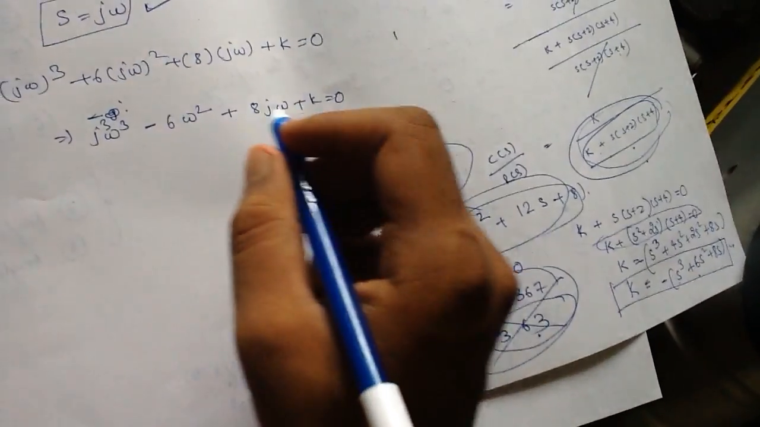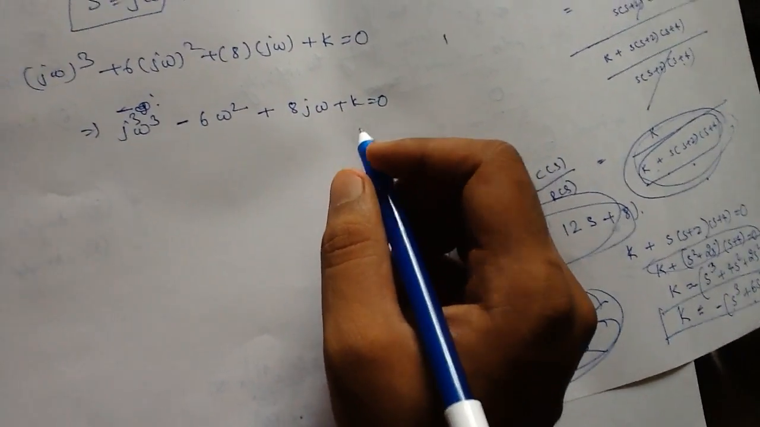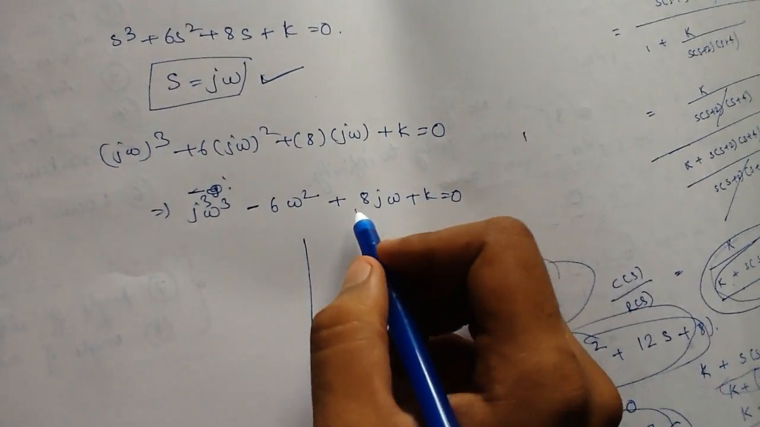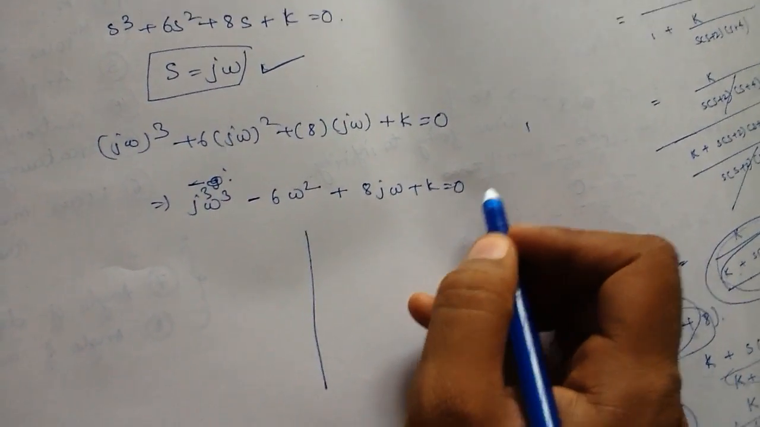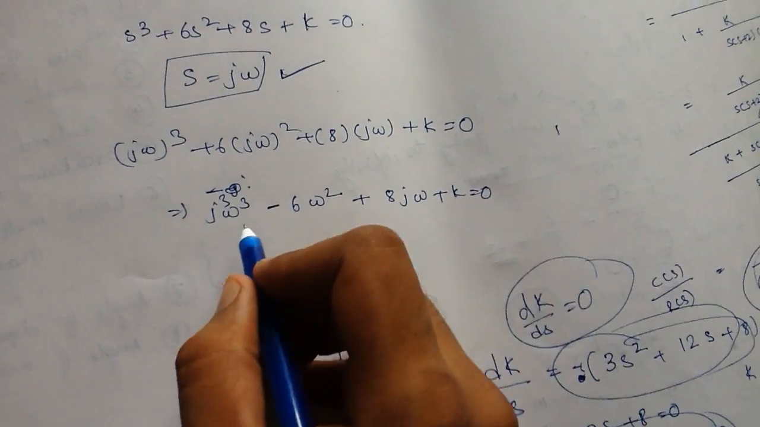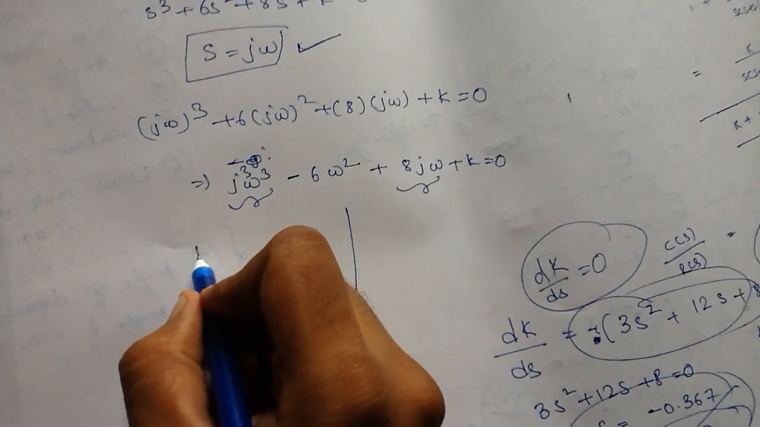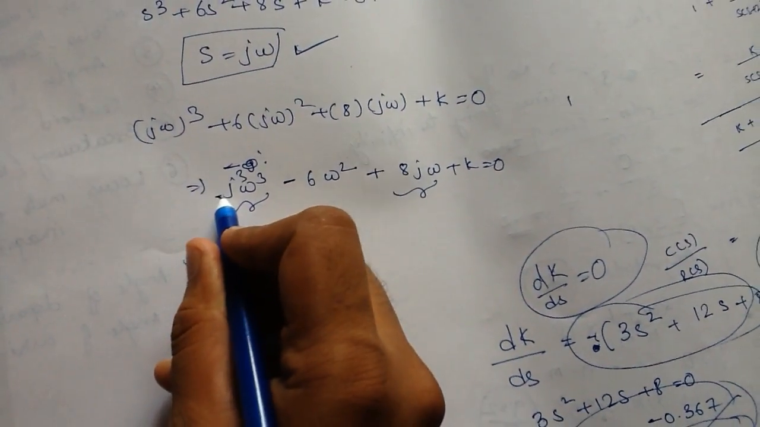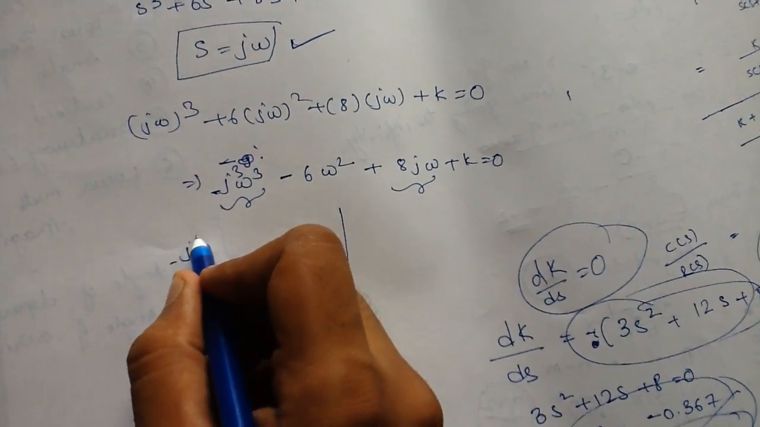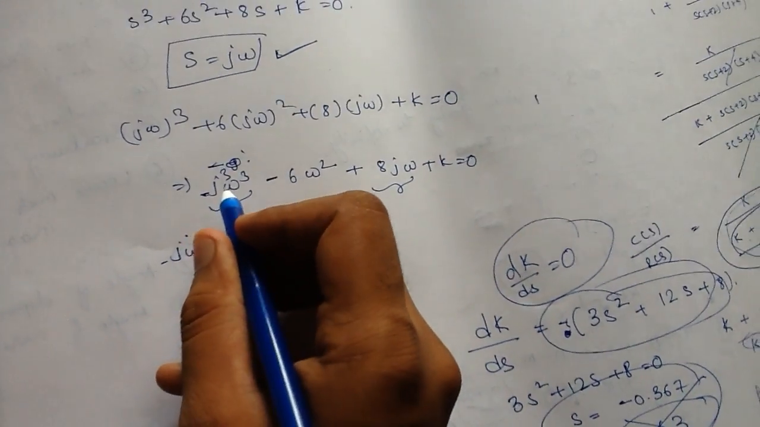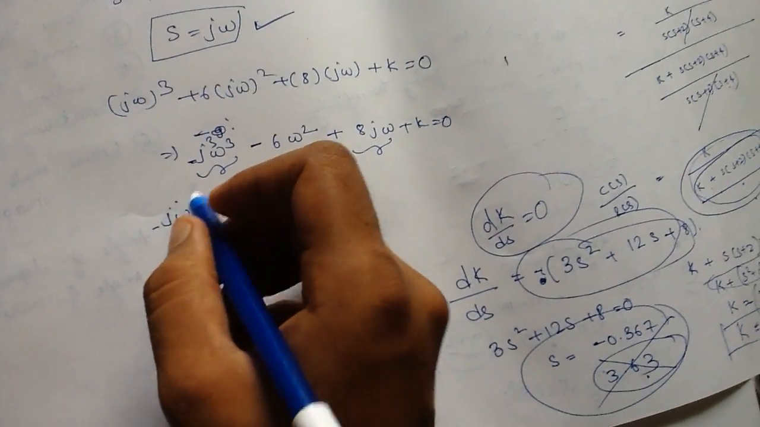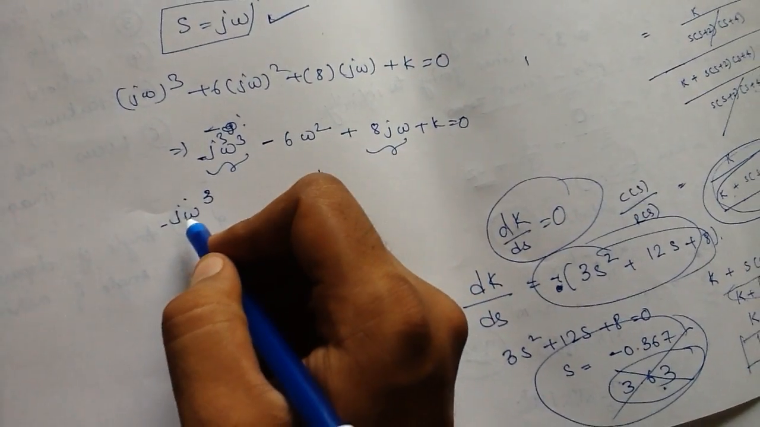Now what I'm going to do is equate the real parts to 0 and the imaginary parts to 0. So the imaginary parts are these two. Minus j, because j cube is minus j.